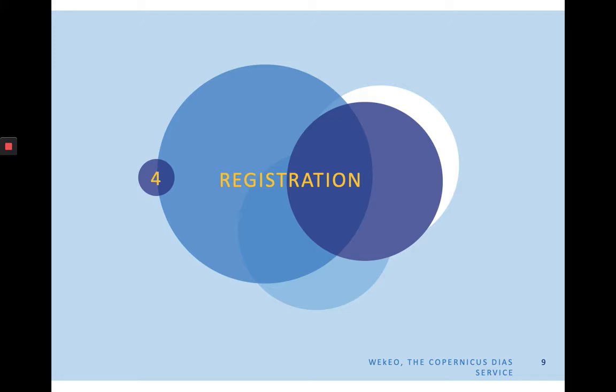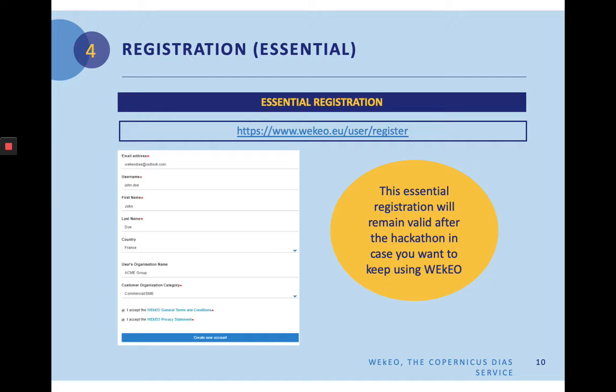There are two types of registration at Wekeo: the essential registration for the data access and the advanced registration for the cloud processing resources. We strongly encourage you to register before the 29th of November. The account that you create now for the essential registration will remain valid after the hackathon, in case you want to keep using Wekeo. To register at Wekeo, go to the Wekeo main page and on the top right corner, click Register. You can use this link instead.